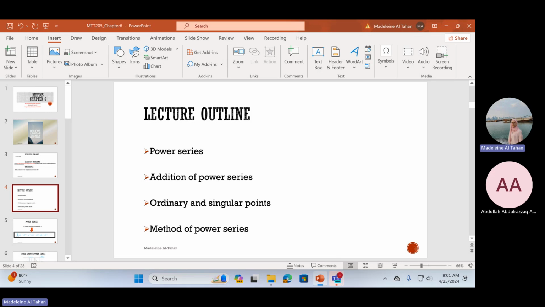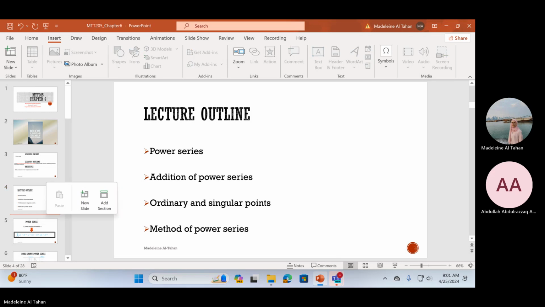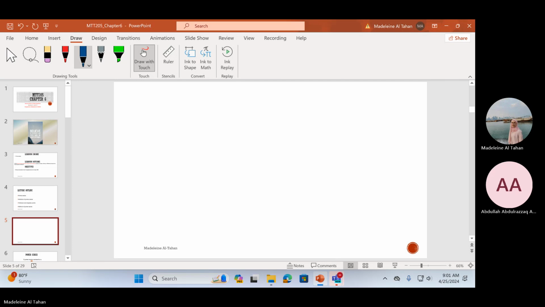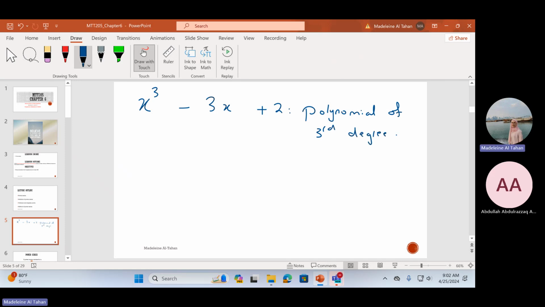First, what's meant by power series? Let's add this one, x minus 3x, let's say, plus this one. It's what's meant by a polynomial. Which degree? And if you want a polynomial of degree 100, we should have x to the power 100.